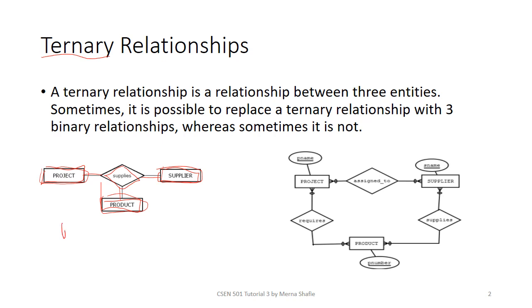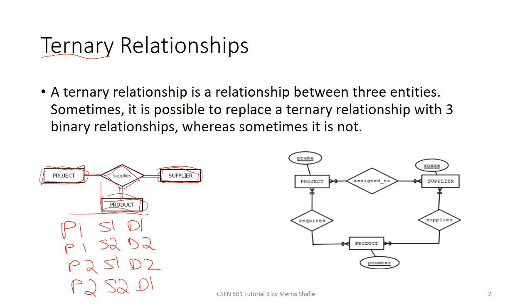Let's take a real life example. If I have the following: project 1 was supplied by supplier 1 with product 1, and project 1 was supplied by supplier 2 with product 2, and project 2 was supplied by supplier 1 with product 2, and project 2 was supplied by supplier 2 with product 1. Now we have two suppliers, two projects, and two products, and we have this scenario. These are some data that really happened. I'm taking an instance of every one of the entities.